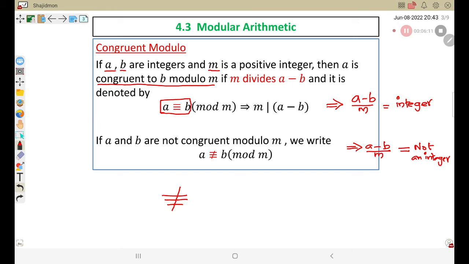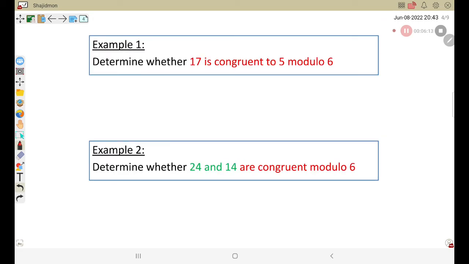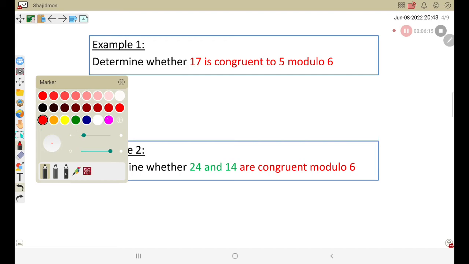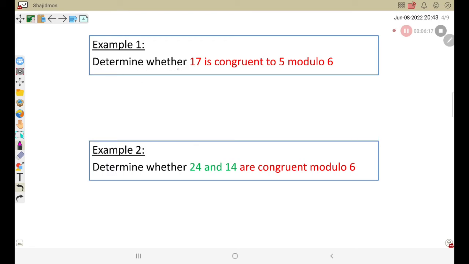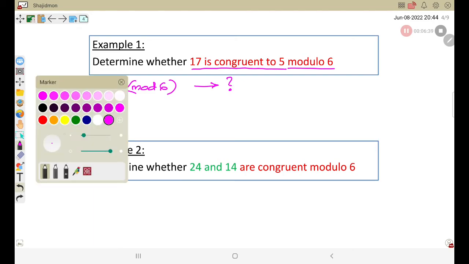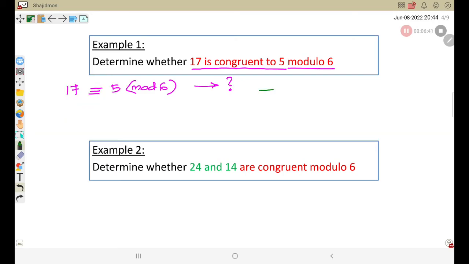So we will go to some examples here. Example 1: determine whether 17 is congruent to 5 modulo 6. Modulo means mod 6. Is it correct or not? That is our question. Is it congruent or not? So as we discussed before, we need to check that.